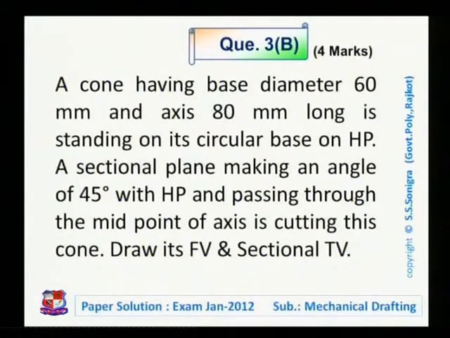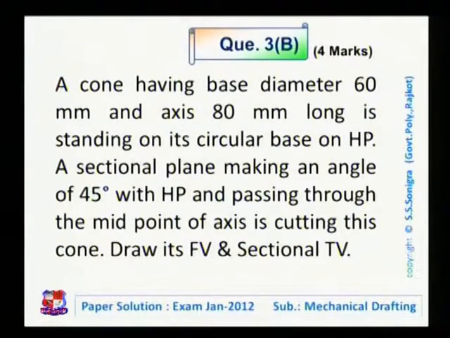A cone having base diameter 60 mm and axis 80 mm long is standing on its circular base on horizontal plane. A sectional plane making an angle of 45 degree with horizontal plane and passes through the midpoint of the axis is cutting this cone. Draw its front view and sectional top view.